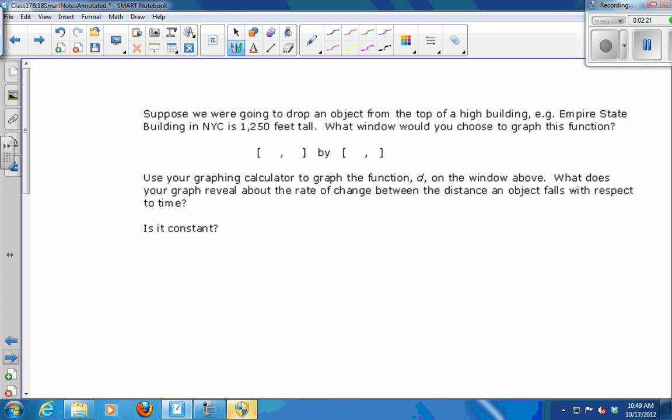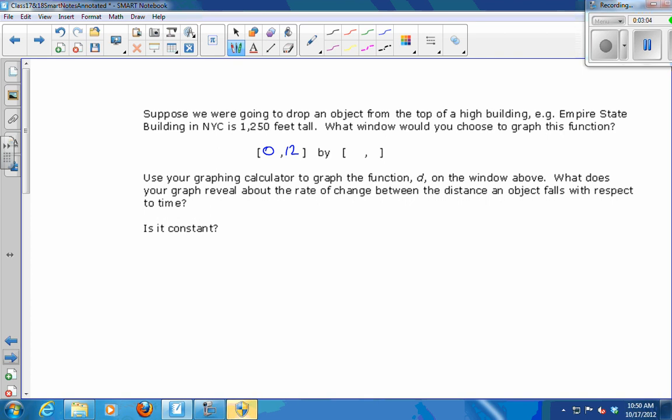Okay, so suppose I was going to drop an object from the top of a high building, like the Empire State Building, which is 1,250 feet tall. What window would you use to graph this function? Give me an idea of a window that would make sense. 0, 12. Okay, so 0, 12, why would you choose that? Great, so 0 is the time we let go of our object, and then we just pick a time that we think it would take less than to reach the ground. So you have to make an educated guess there.